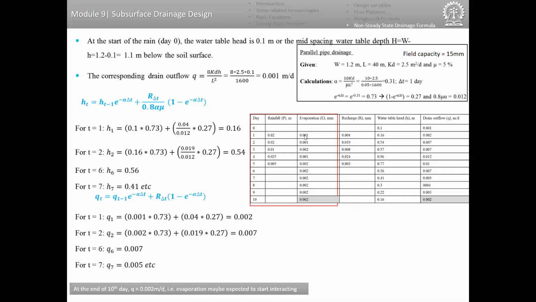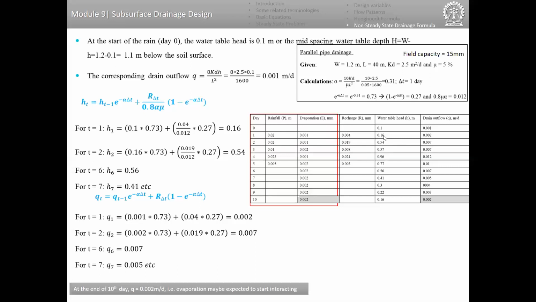Initially, not all recharge is contributing to the discharge, because first the soil has to come up to field capacity. Before, there was no rain, so recharge will be 0.02 minus 0.01, that is the water loss in evaporation, minus the water retained in the soil, that is 0.015. So 0.02 minus 0.001 minus 0.015, that is 0.004 recharge for day 1. Now if we put this value, we get H1 equal to 0.16.